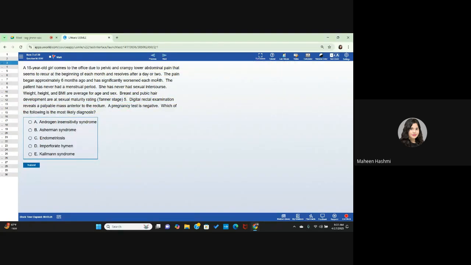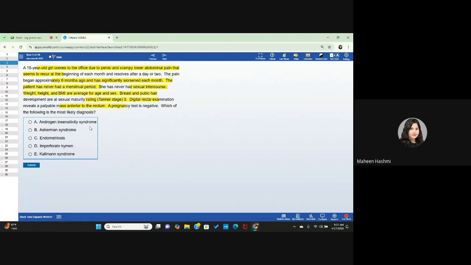All right. We come to the next question. So we have a 15-year-old girl. She comes to the office due to pelvic and crampy lower abdominal pain. It seems to reoccur at the beginning of each month and resolves after a day or two. The pain began approximately 6 months ago. The patient has never had a menstrual period. She has never had sexual intercourse. Everything is normal. Breast and pubic hair development are at Tanner stage 5. DRE reveals a palpable mass anterior to the rectum. Pregnancy test is negative. Which of the following is most likely?